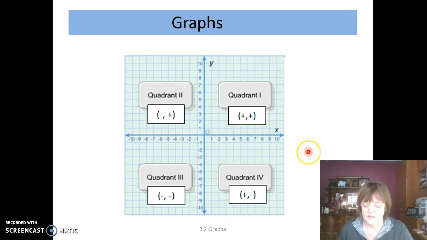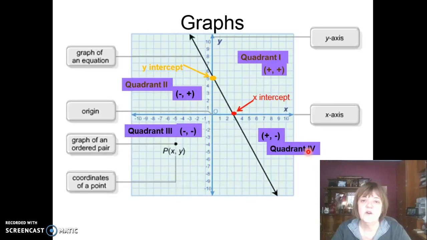Very, very important. Okay, so I've combined those last 2 slides and added a little bit more. And as you can see, I've got our quadrants and our pluses and our minuses where they all belong, okay? In case you're wondering too, these are Roman numerals. That is the way that the quadrants are usually designated, okay? This is a 4, all right?